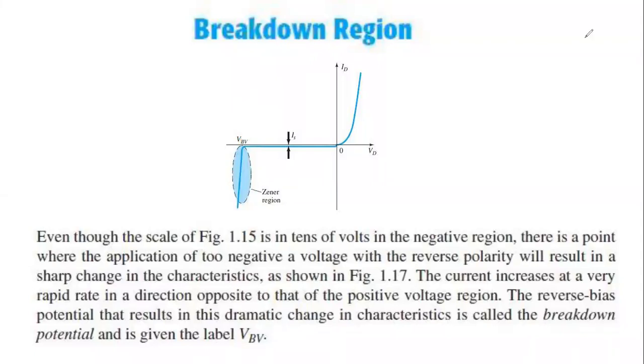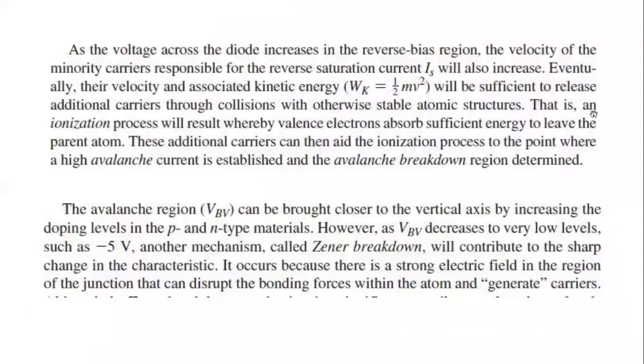So I discussed why or how the Zener region happens. You see that it is written that as the voltage across the diode increases in the reverse bias condition, the velocity of the minority carrier, I told you that the minority carrier is a very important factor for this Zener region, and the current also increase. Eventually, their velocity and associated kinetic energy will be sufficient to release additional carrier through collision.